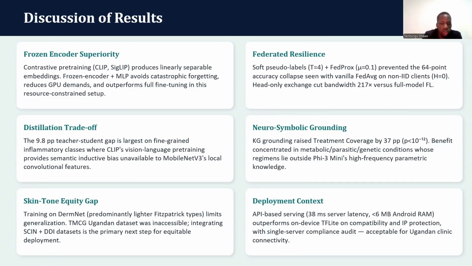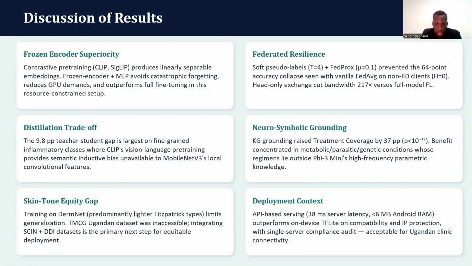On the skin tone equity gap, training on DAMNET, which is predominantly lighter Fitzpatrick types, limits the generalization. So the TMC Ugandan dataset was inaccessible, and integrating the SNDDI datasets is the primary next step. This is under the future works.